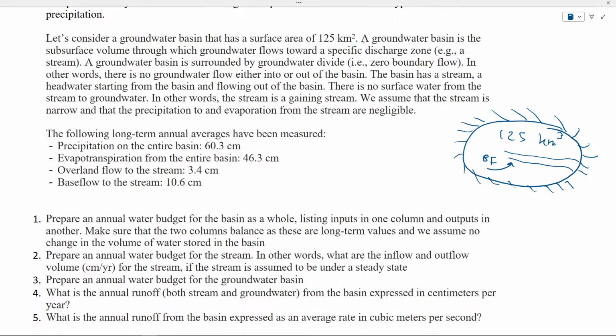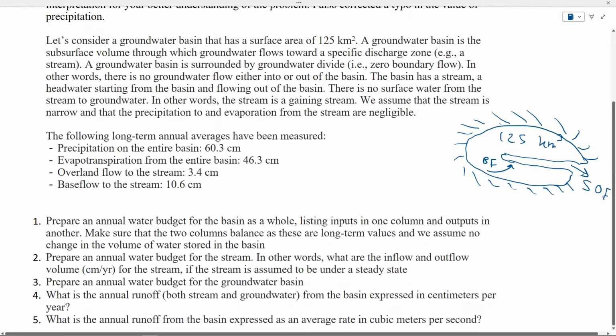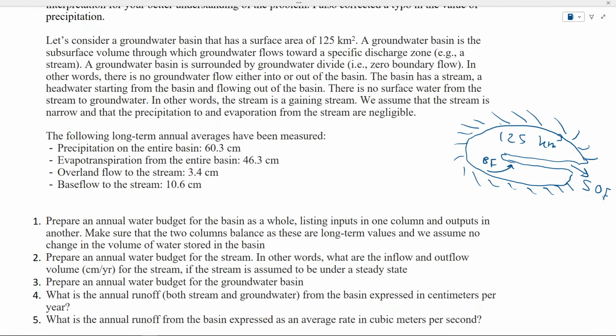The basin has a stream, headwater starting from the basin. So the stream starts here at the basin, headwater at the basin, and flows out of the basin. So here you have a stream outflow, but no stream inflow because it starts here in the basin. There is no surface water from the stream to the groundwater. So the base flow is only, there's no stream outflow to the groundwater.